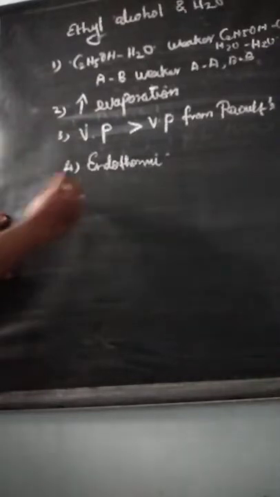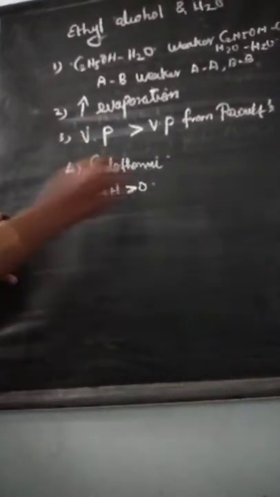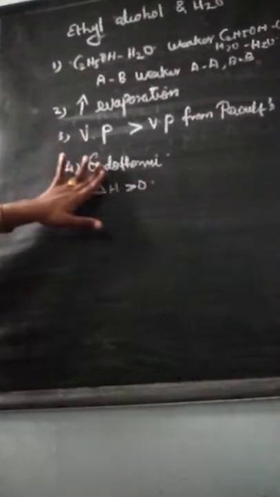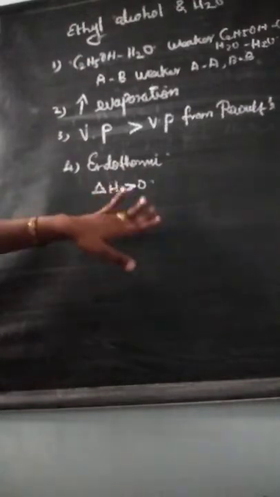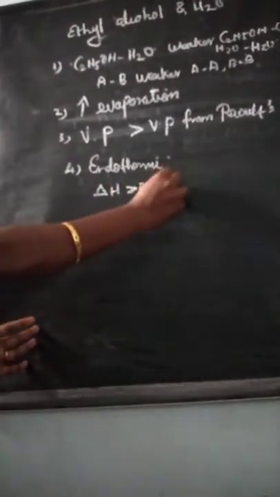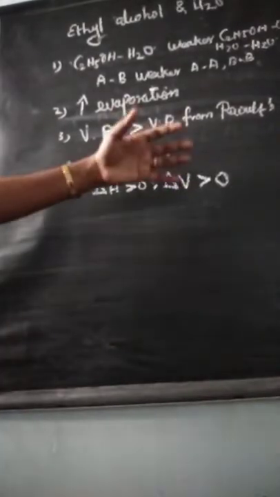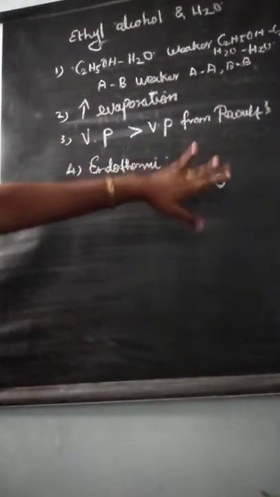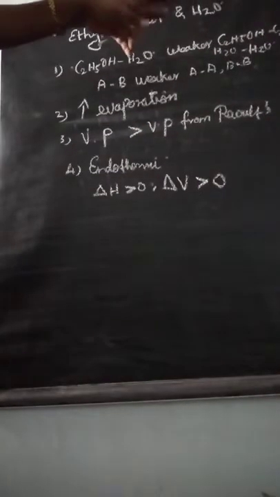If this process is endothermic, delta H is greater than 0. Delta H greater than 0 means there is a slight increase in the volume, delta V greater than 0. Understand? So listen, consider the example of ethyl alcohol and water.